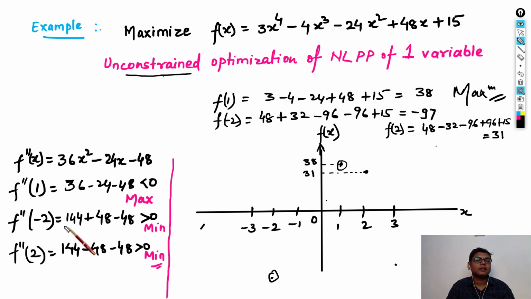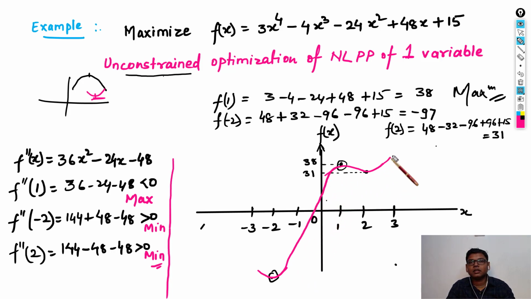It is told that at 1 it is maximum. Do you know how a curve looks at a maximum? At this point is the maximum, so the curve nature at this point will be like this. Now it is told that at -2 the curve is minimum, so it should be like this. Now at 2 it is also minimum, that is 31, so here the curve will be like this. So we are getting a minimum here. Now just join this curve.